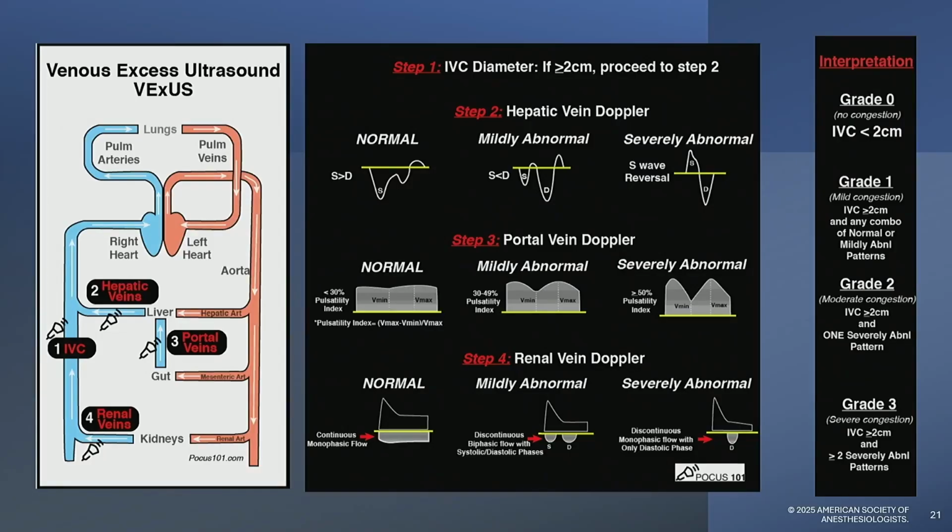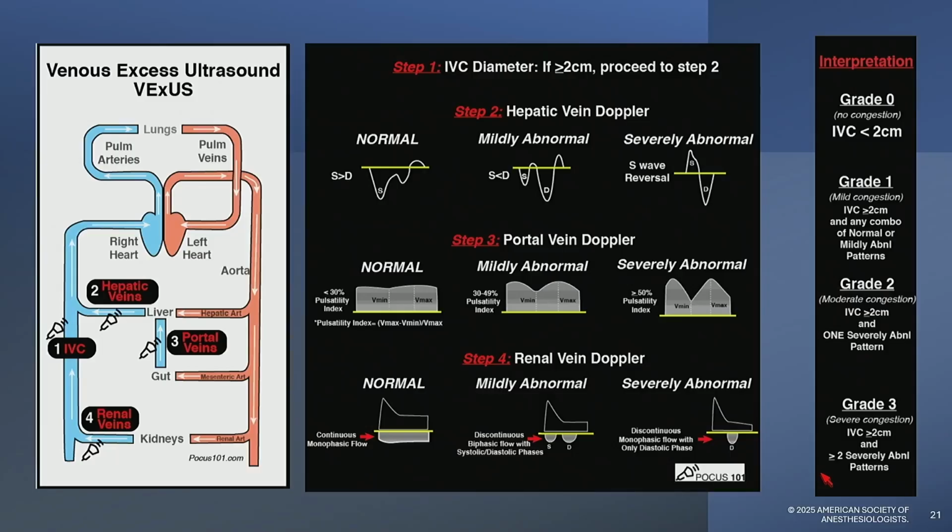But just to give you an overview, the way VEXUS works is starting with an IVC diameter, then looking at hepatic vein Doppler and seeing this reversal of flow, then moving on to portal vein Doppler, and then finally renal vein Doppler. And if you score this up to a grade 3, that's the patients who have venous congestion. Again, this is just something to park in the back of your mind because I think we're going to see it coming down the pike in the future.